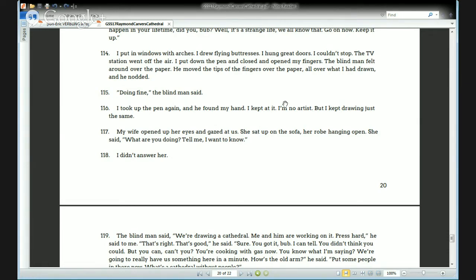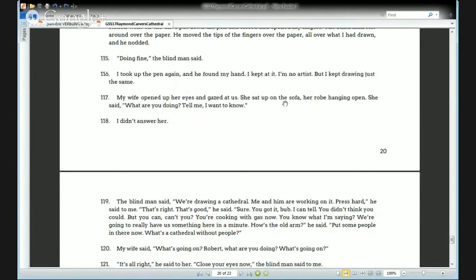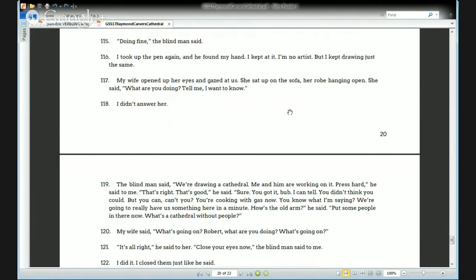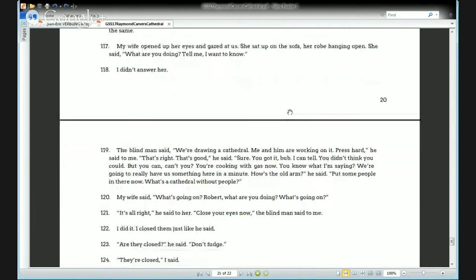And he nodded. "Doing fine," the blind man said. I took up the pen again, and he found my hand. I kept at it. I'm no artist, but I kept drawing just the same. My wife opened up her eyes and gazed at us. She sat up on the sofa, her robe hanging open. She said, "What are you doing? What are you doing? Tell me. I want to know." I didn't answer her.